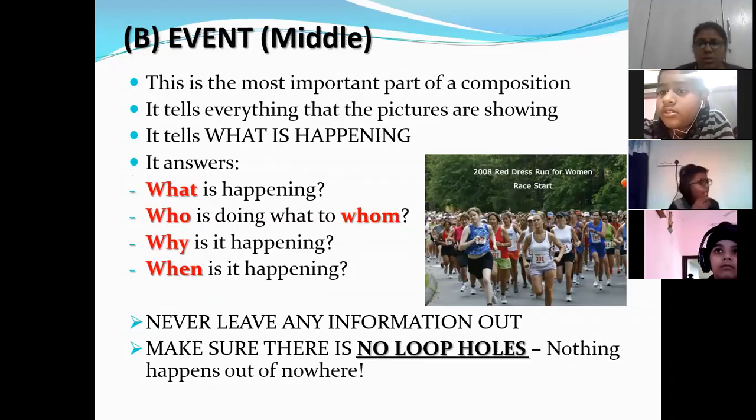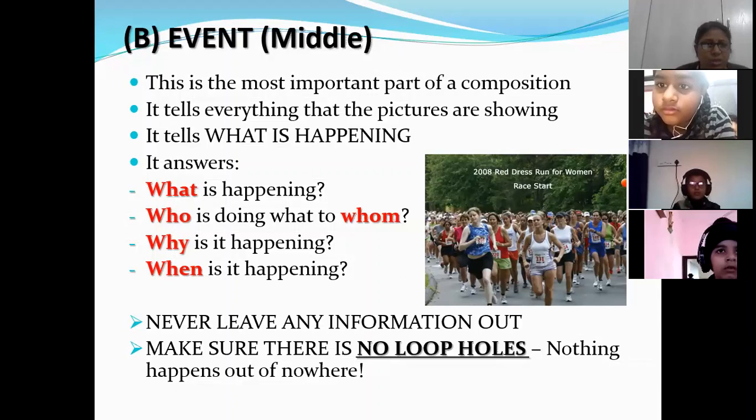So now see here in the picture, you can see that some girls are running, or some sports persons are running. What can you write? What is happening? These are the questions. What is happening in the picture? They all are running. Who is doing what to whom? They are trying to run faster. Then third, why is it happening? Maybe there is a reason why it is happening, and when it is happening.